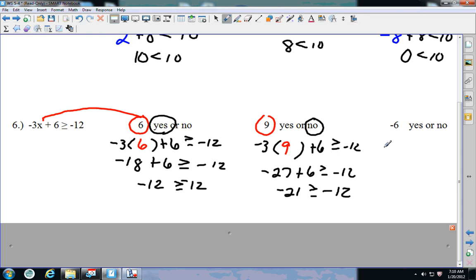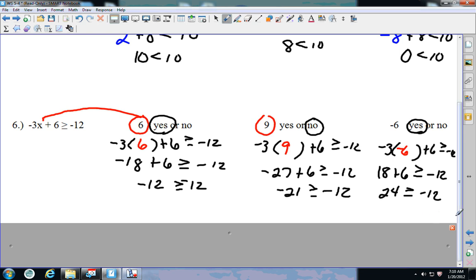The last one, you should have taken negative 3 times, substituting in negative 6, plus 6. Is that greater than or equal to negative 12? This is positive 18 plus 6, greater than or equal to negative 12. 24 is greater than or equal to negative 12, so in this case, this is true. It is yes.